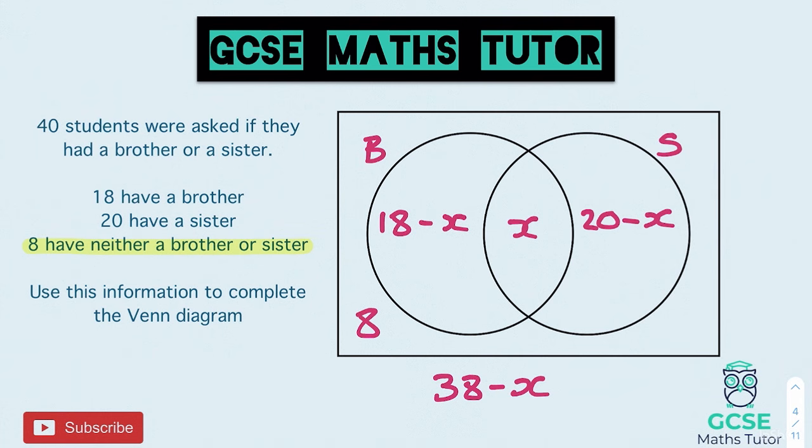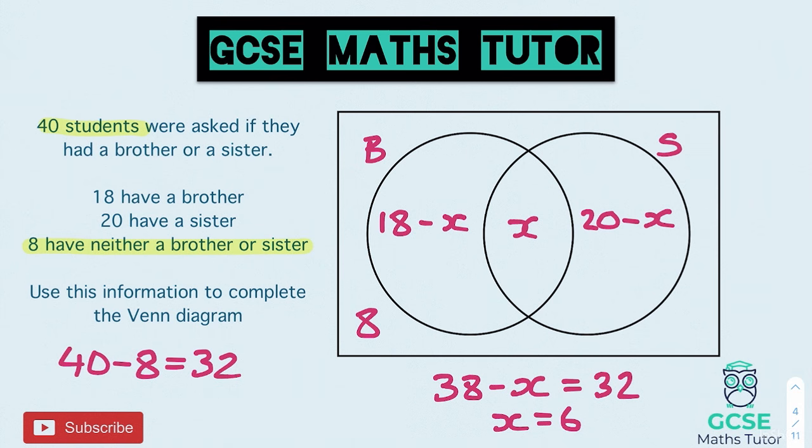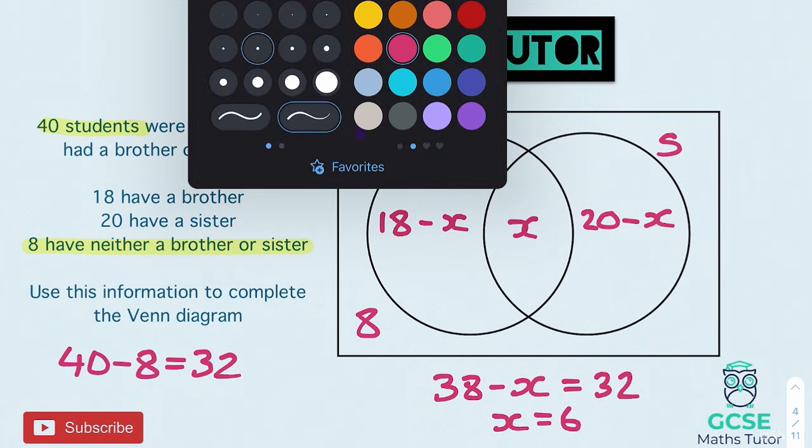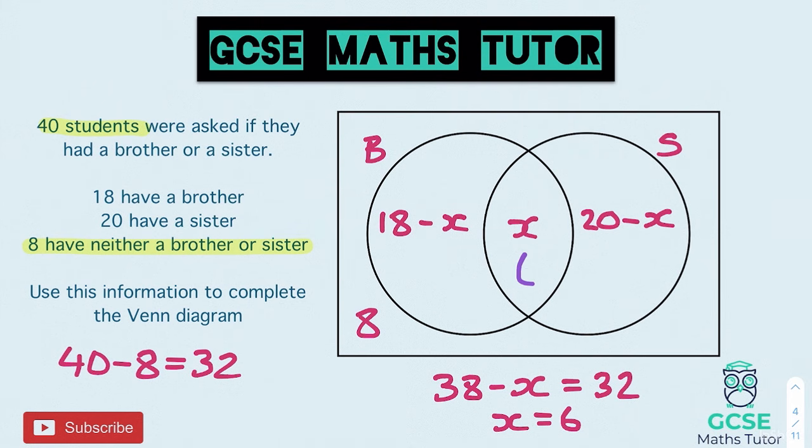So it says in the question that 40 students were asked, and we have 8 on the outside. So if we do 40 take away 8, what's left over to go in our Venn diagram is 32 people. So 38 take away x has got to be equal to 32. And that means that x has got to be equal to 6. So the number in the centre of our Venn diagram is going to be the number 6. So we can put 6 in the middle.